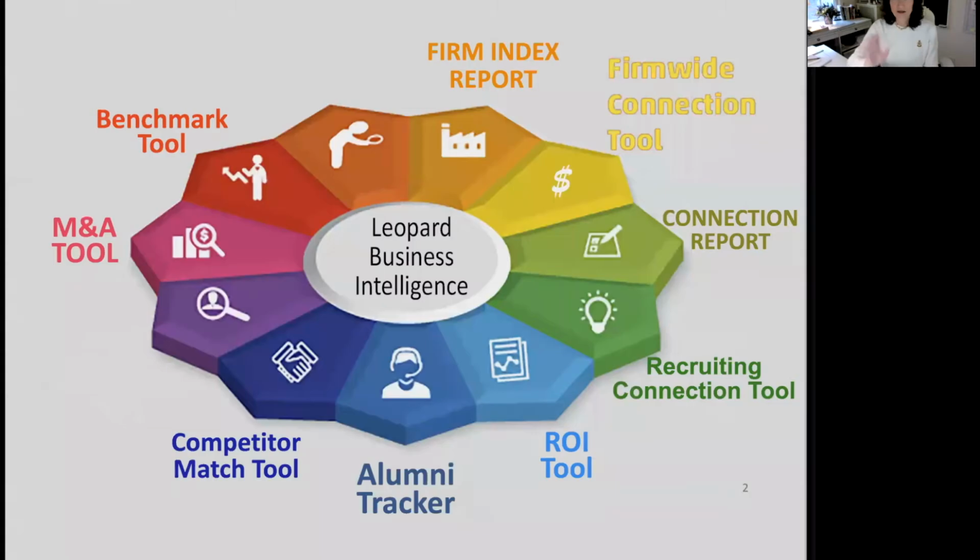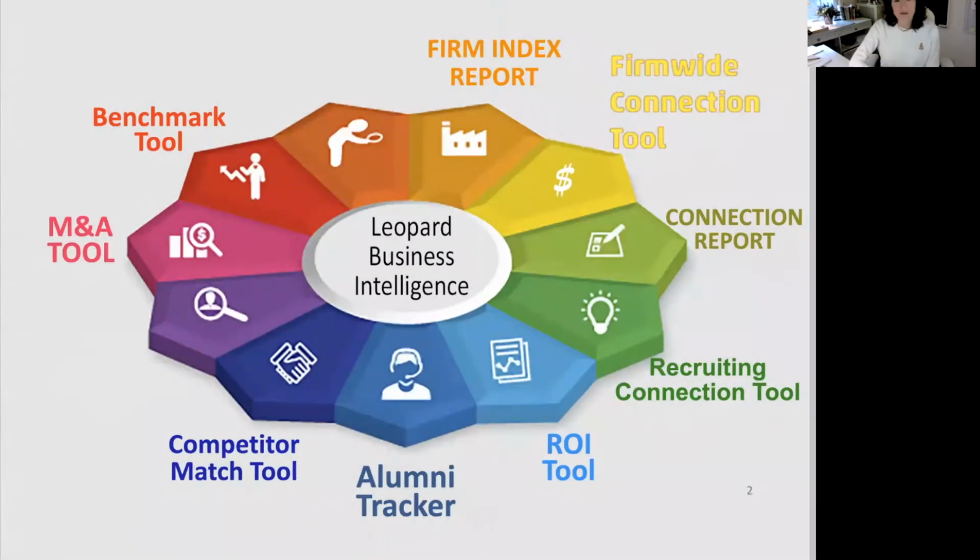So let's talk about the BI suite for just a minute. We've been adding some pretty incredible reports on a regular basis. The alumni tracker is a contact list of a firm's alumni. The recruiting connection tool helps a firm see what connections an attorney has into their firm, because that makes them a better recruitment possibility. And those are the two latest tools added.